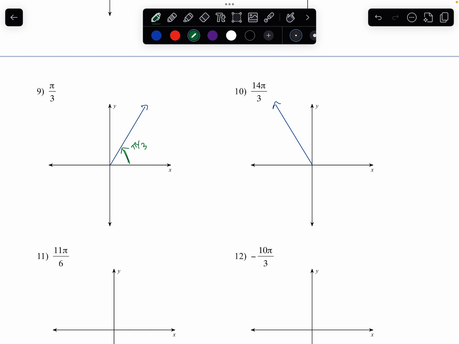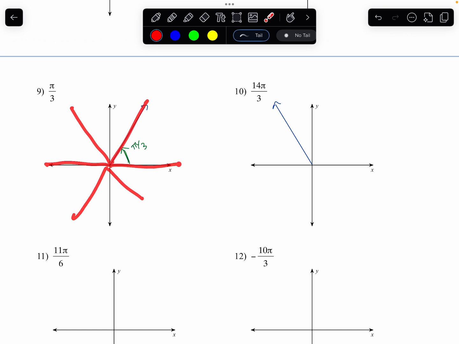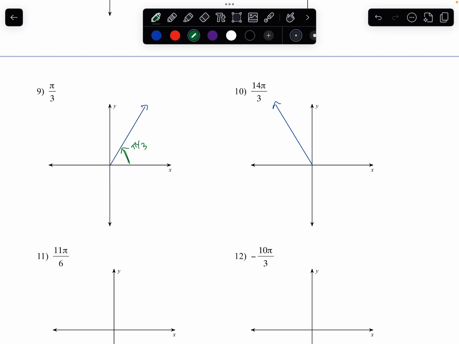And let's see, let's count. So you can always count 2. So this is 1, this would be 2, this would be 3, 4, 5, and 6. So I'd have to go around once to get 6, 7, 8, 9, 10, 11, 12, twice to get 12, 13, 14. So I have to rotate once, twice, and then all the way right there to get 14 pi over 3.